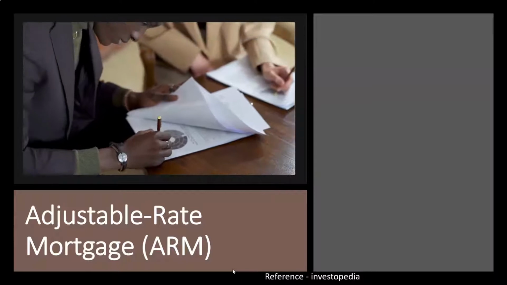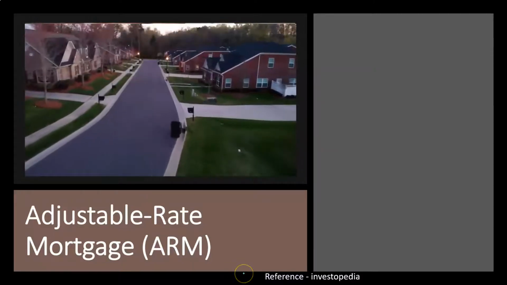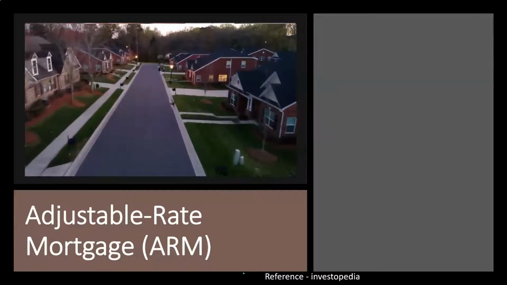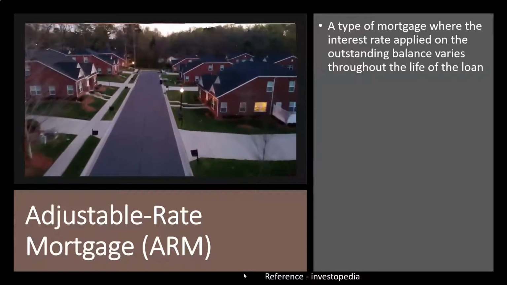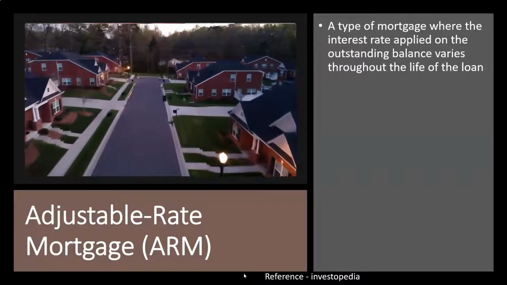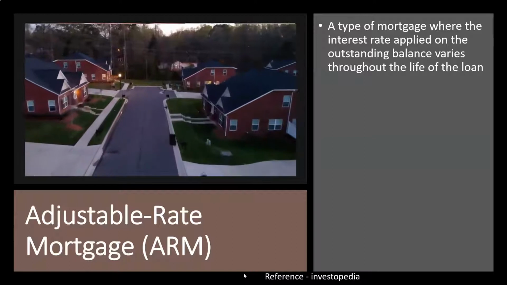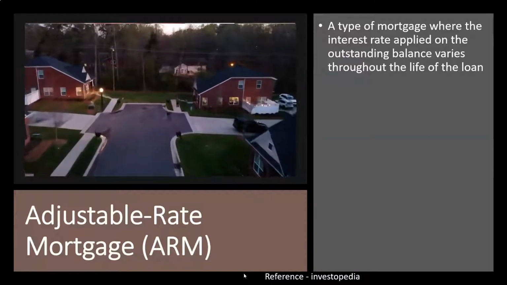Also note that we are looking at terminology here, so we're going to be referencing Investopedia, which is a place you can go to look up investment terms and further your research from there. So the adjustable rate mortgage or ARM is a type of mortgage where the interest rate applied on the outstanding balance varies through the life of the loan. How that variation takes place, we can have different structures, but that's going to be the general concept.